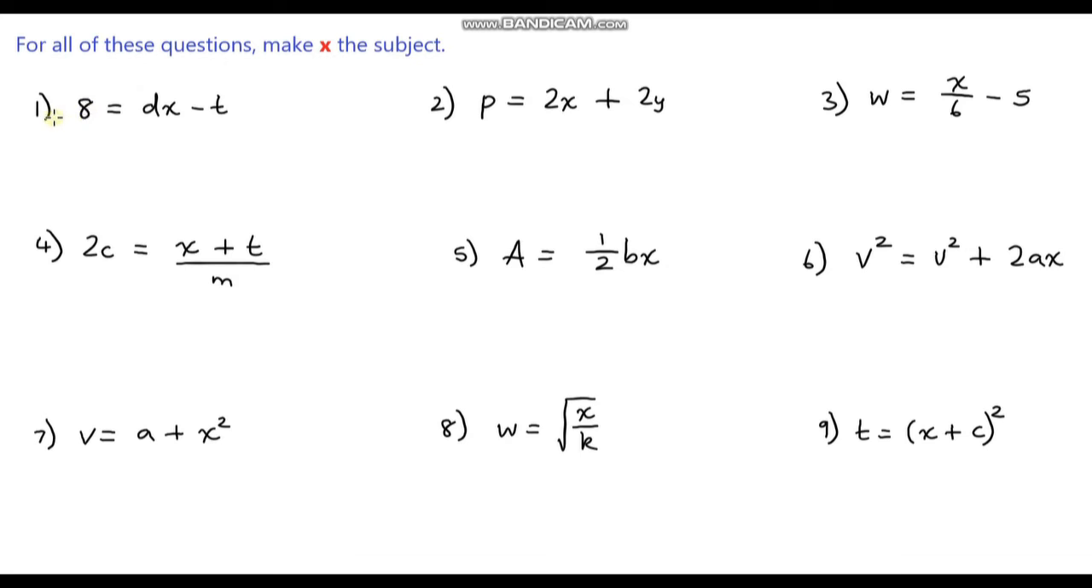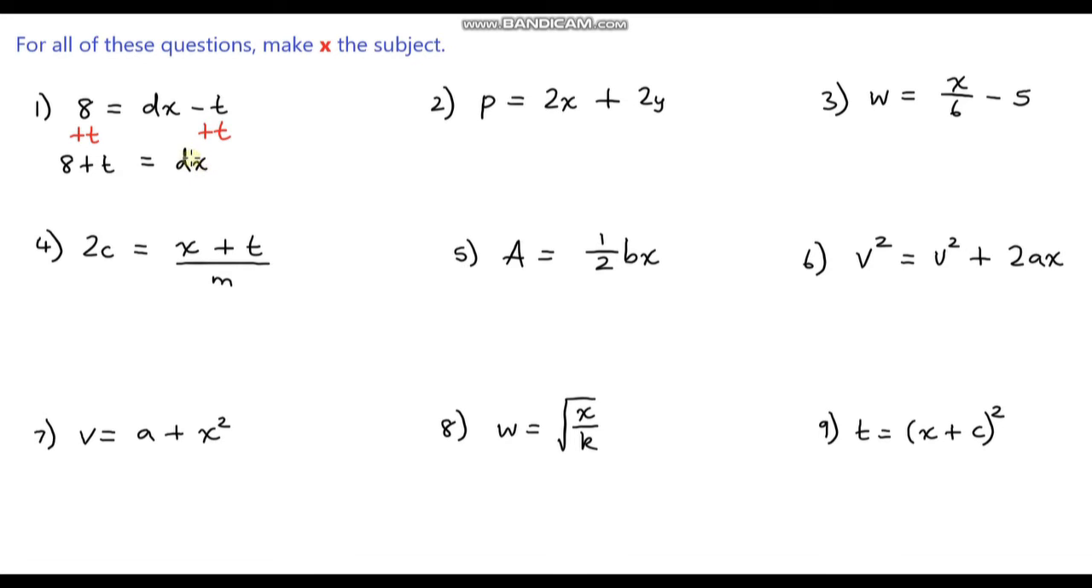So question number 1, 8 equals d times x minus t. So we are multiplying by d first and then subtracting t. So we're going to work in reverse. So let's first of all get rid of this t. So we need to add t to both sides. So if I add t to both sides, on the left hand side I'm left with 8 plus t. And on the right hand side, well, these t's cancel out, so all I'm left with is dx.